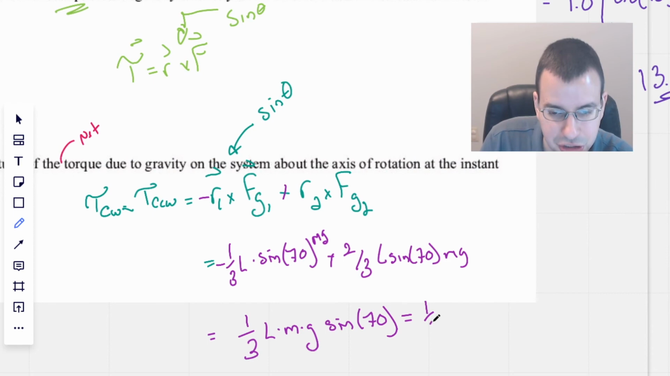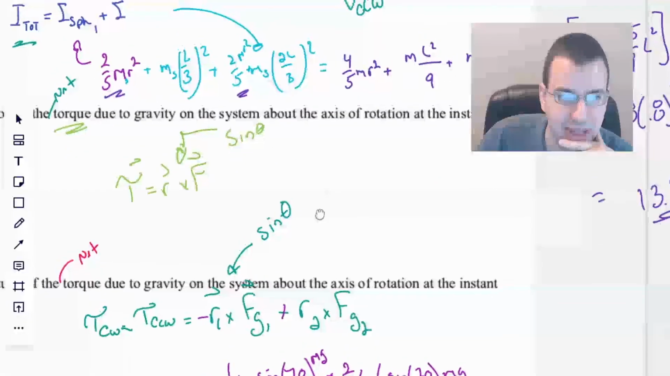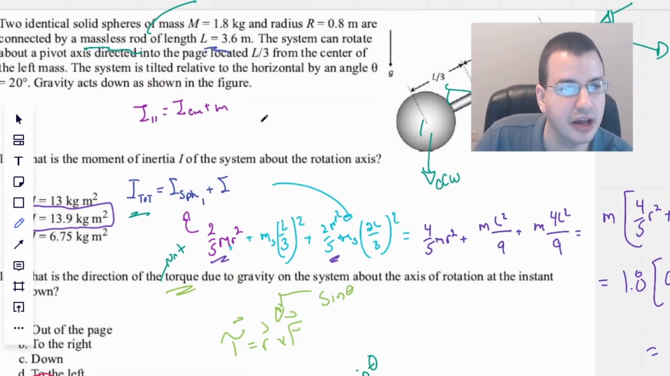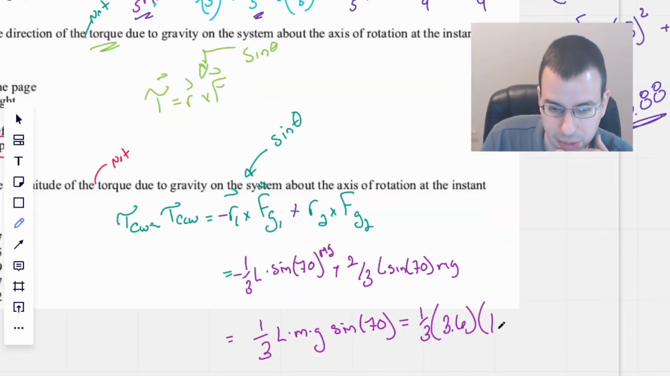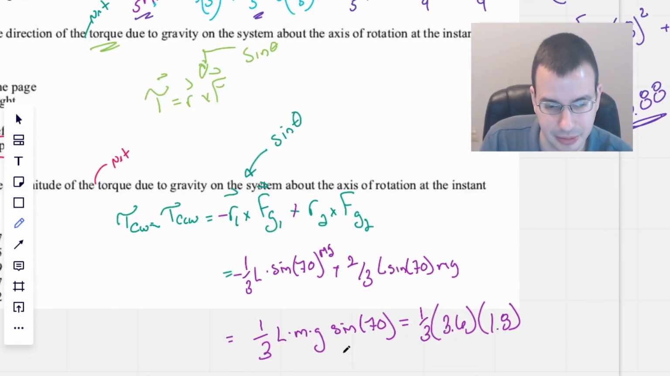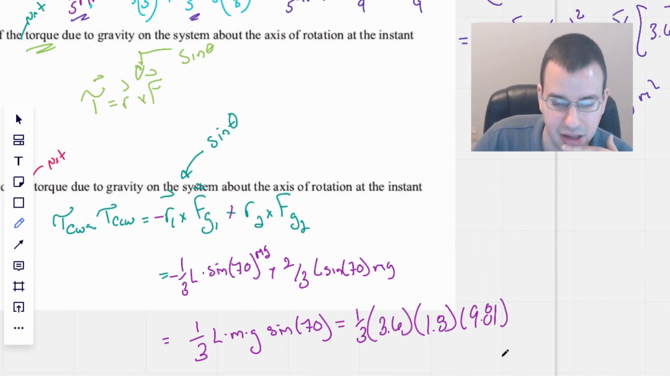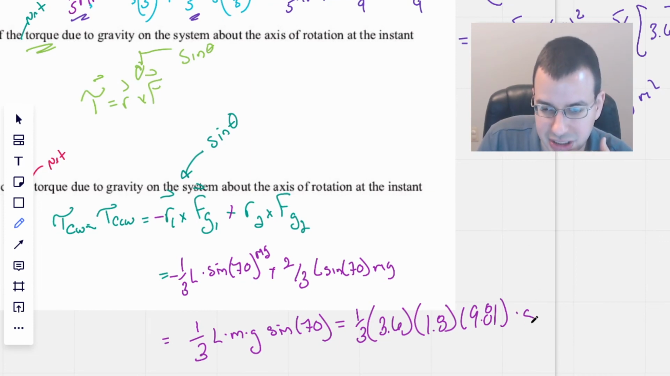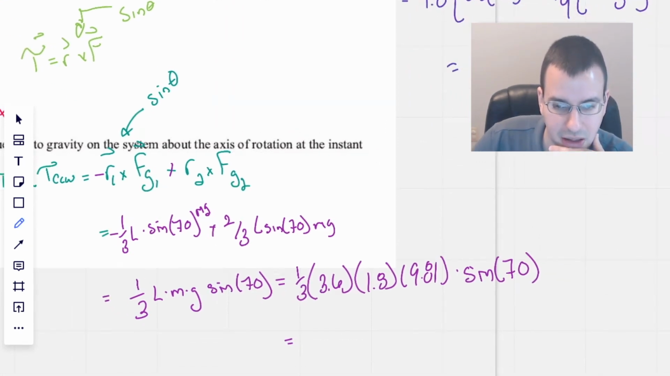We know that L is 3.6, mentioned up there, times the mass, which is 1.8, times gravity, 9.81. We probably could just use 9.8 or 10, times the sine of 70, which we saw is about 0.93. And this should be the answer.